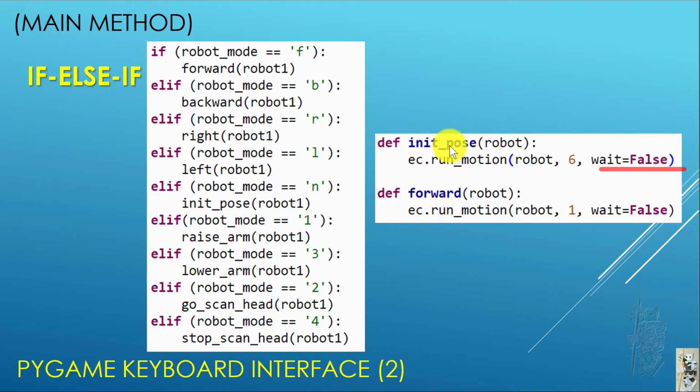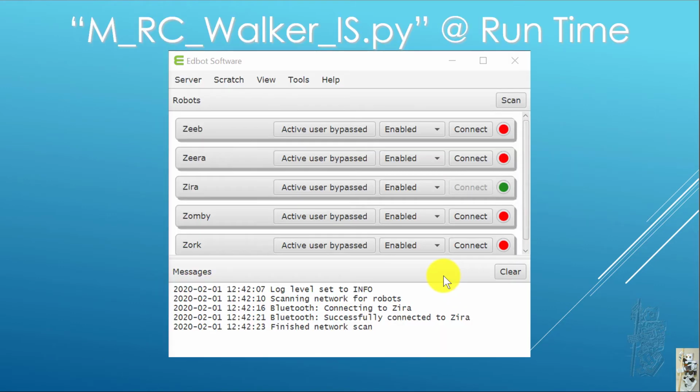And you remember all the methods used to actually move the robot are with the wait state equal false. So we'll try to push it through, stress the Edbot servo tool as much as we can to see how well that works.